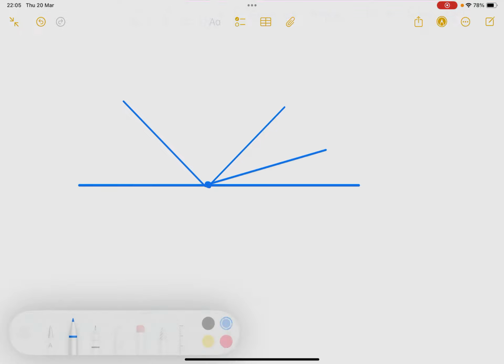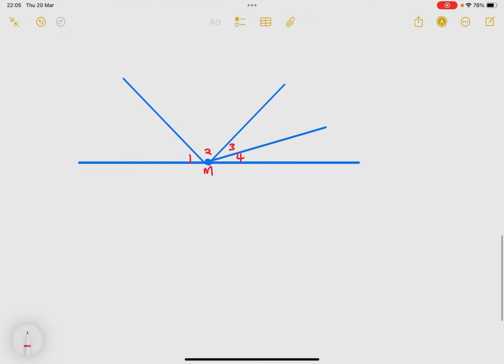So let's actually call this point M. So it's going to be M1, M2, M3, and M4. And someone says you need to add all those angles. So you know that the angle M1 plus the angle M2 plus the angle M3 plus the angle M4, what is the sum of that? That sum is going to give us 180 degrees. And why is that?